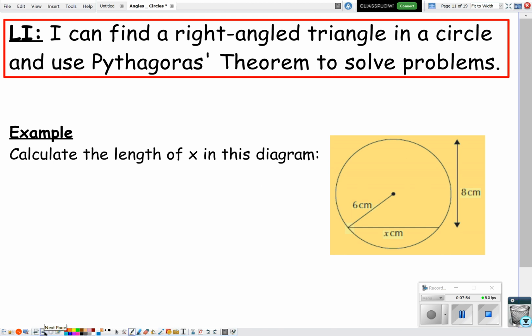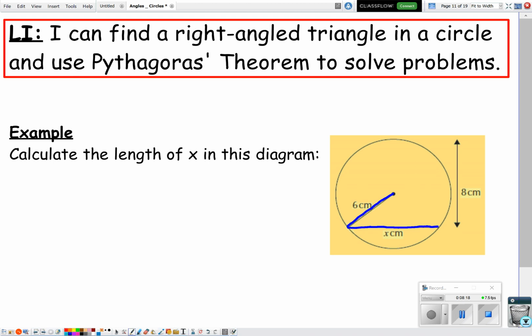So how is this diagram different to the last one then? Well, for starters, we know the radius of the circle. In the last example, we didn't know the radius of the circle, but that's what we were finding. But in this example, we know it. So we know the radius is 6. The chord is what we're having to find here. We're having to find the length of that chord.